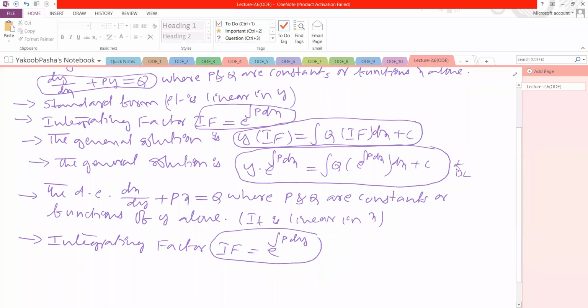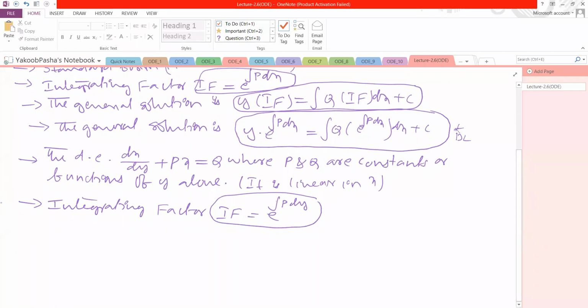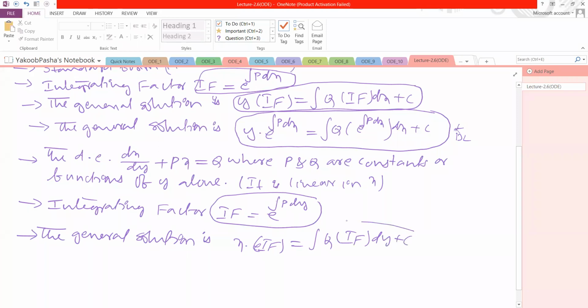After finding the integrating factor, we can write the general solution. The general solution is x into integrating factor is equal to integral q into integrating factor into dy plus c. This is the general solution of the given differential equation dx by dy plus px is equal to q.